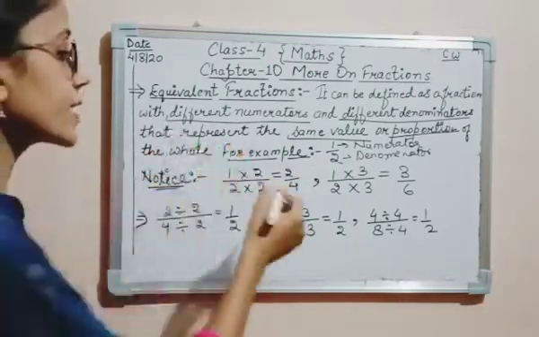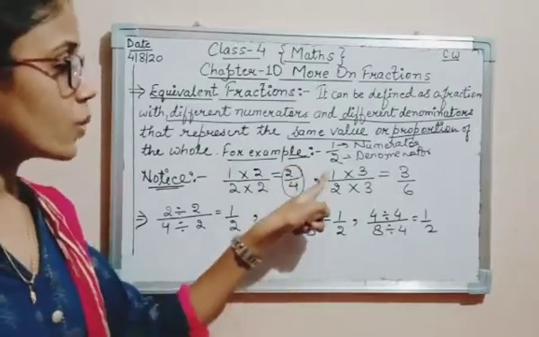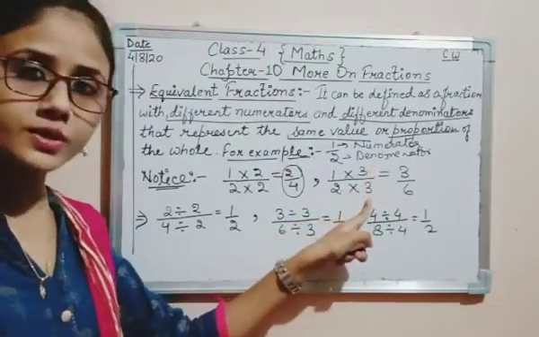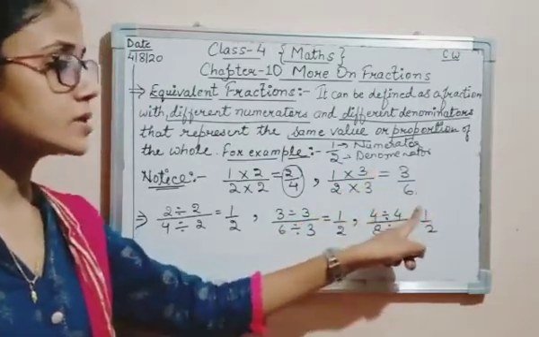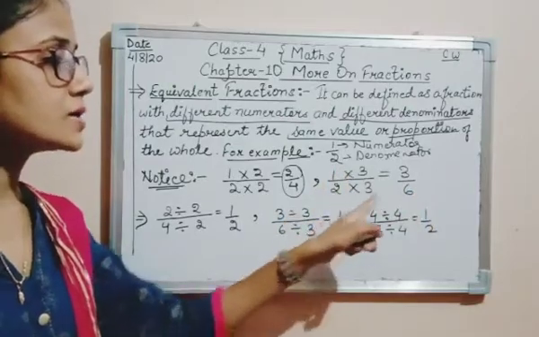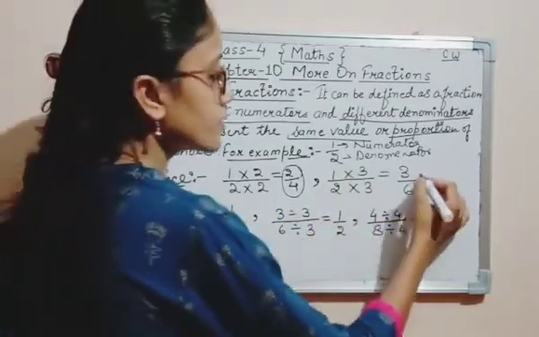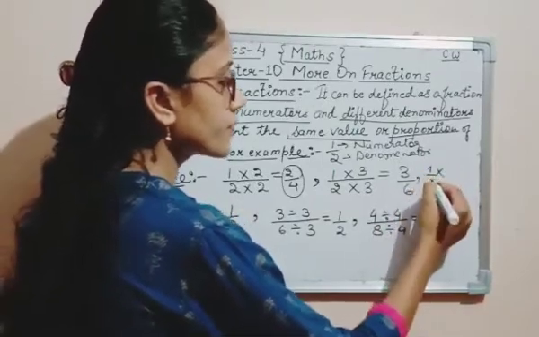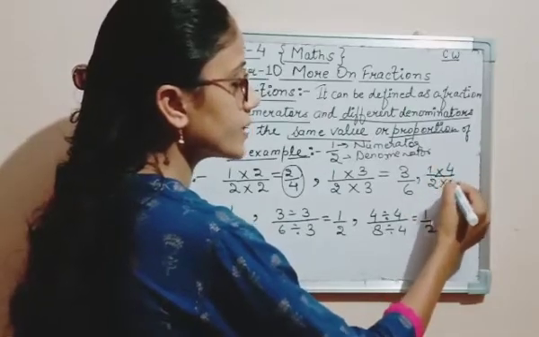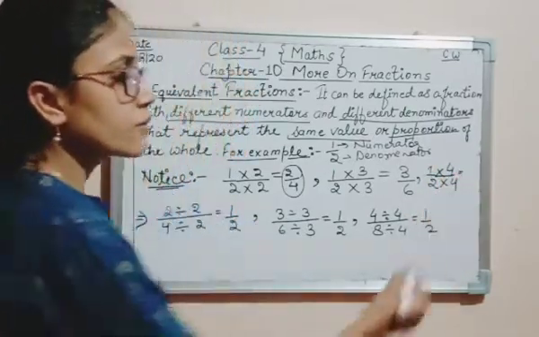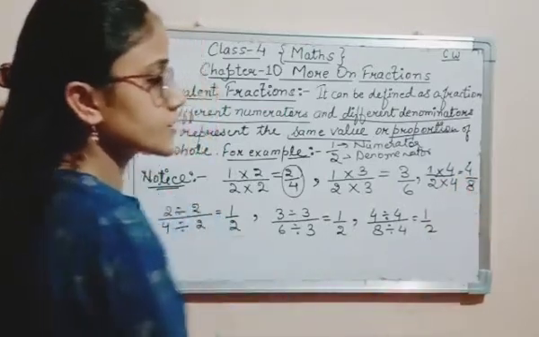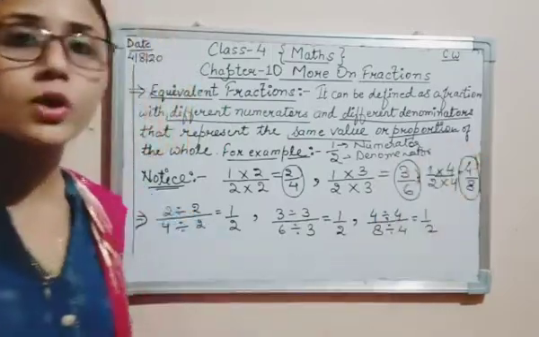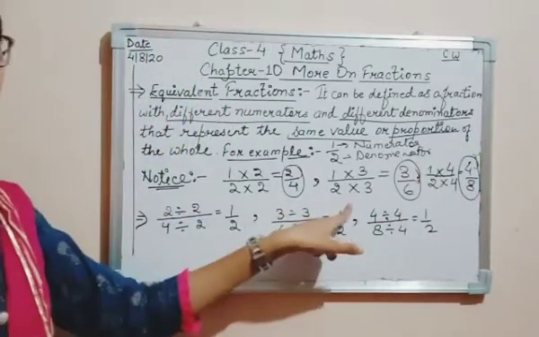See, 2/4 we are getting here. Again, 1/2 multiplied by 3 in the numerator and 3 in the denominator also. So we will get 3/6. 3 1s are 3, 3 2s are 6. If you multiply 1/2 by 4, both in numerator and denominator, what will we get? 4 1s are 4, 4 2s are 8. See, the same fractions we are getting, which we actually drew. Clear? Now this is the multiplication part.